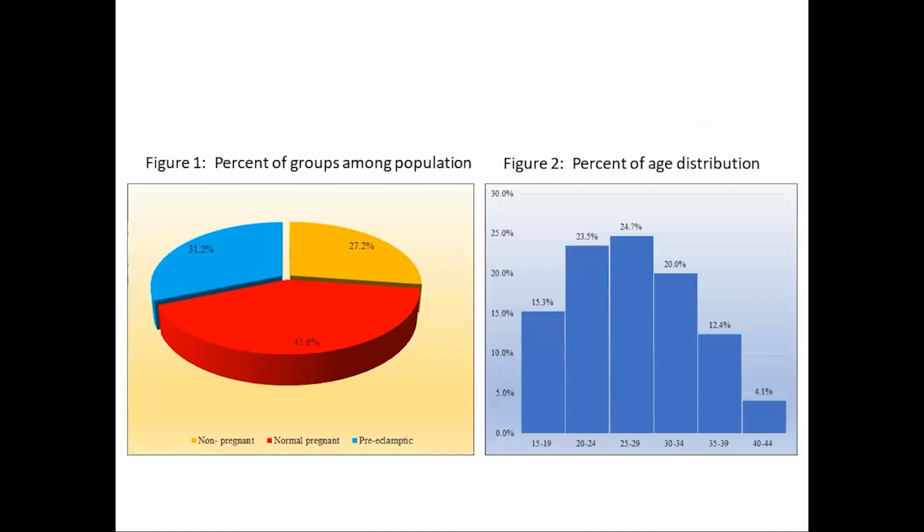Our results were really amazing, and I think this has led us to further appreciate the importance of conducting further research in this area of preeclampsia.